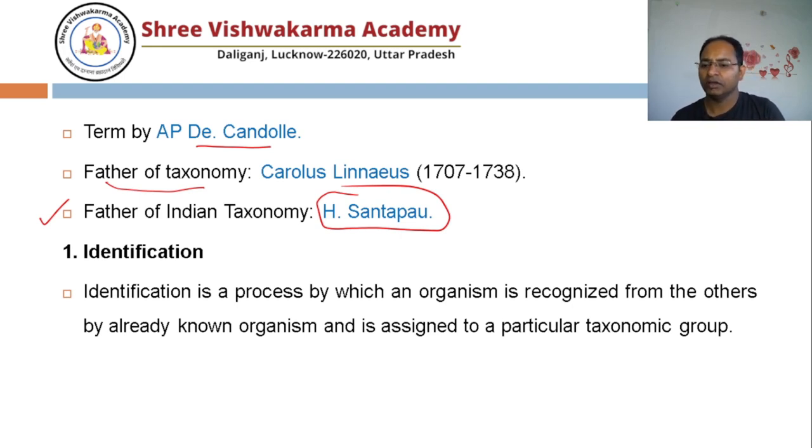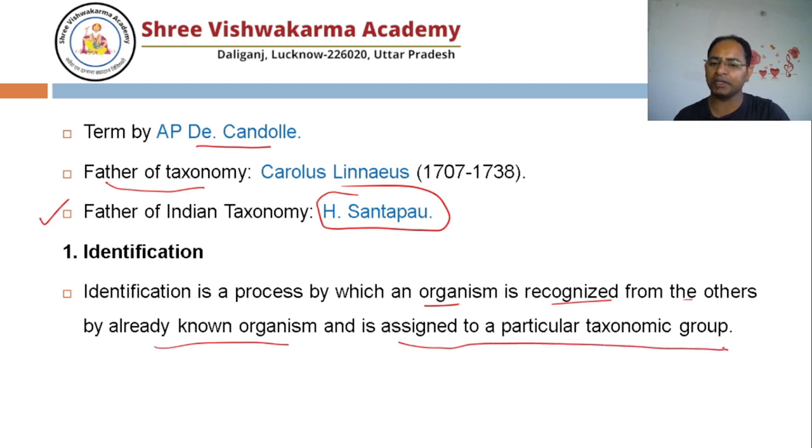So identification is a process by which an organism is recognized from others by already known organisms and is assigned to a particular taxonomic group. Means you can place it as either a plant or an animal. So that is known as identification.